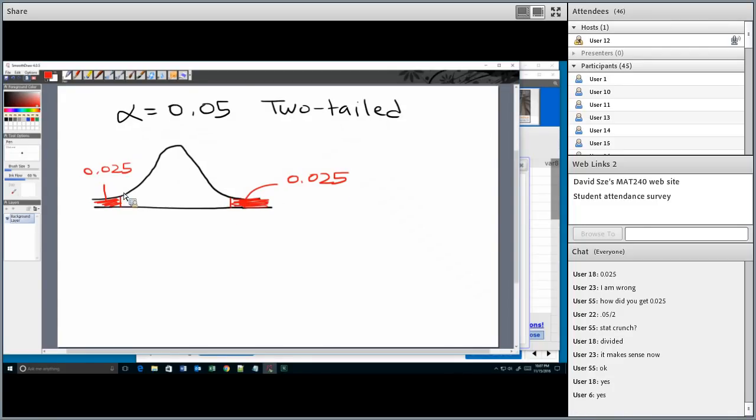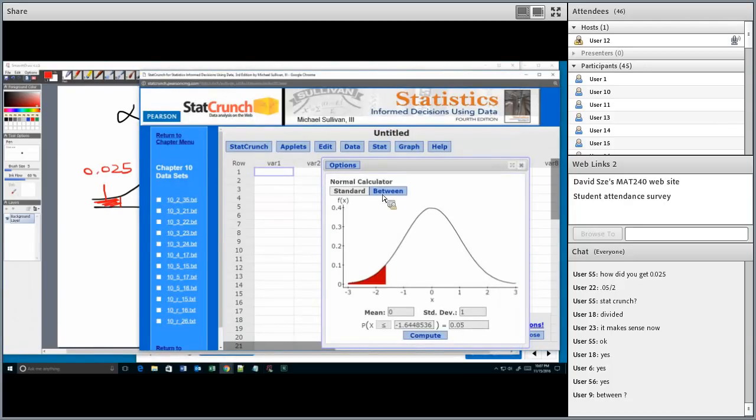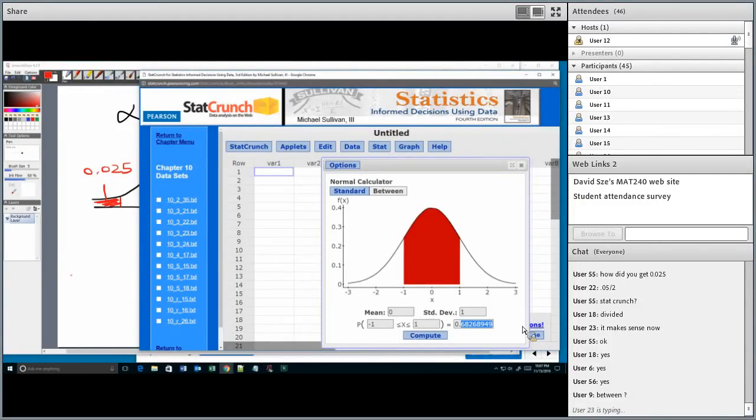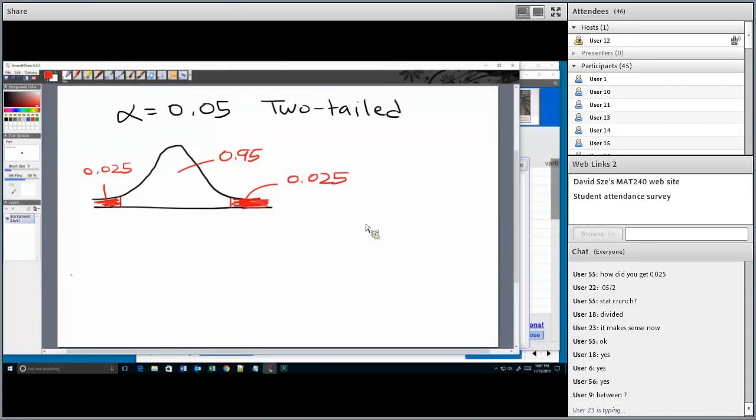We've been doing this, right? This is 0.025. This is 0.025. This is 0.95, right? Yeah, you can just use the between. You can use this also, but you can use between. And the between area limit, as I said, is 0.95, right? In the middle is 0.95. So I can just put 0.95 here. And here are the critical values. It's minus 1.96 and 1.96. So this is 1.96. This is minus 1.96, right?